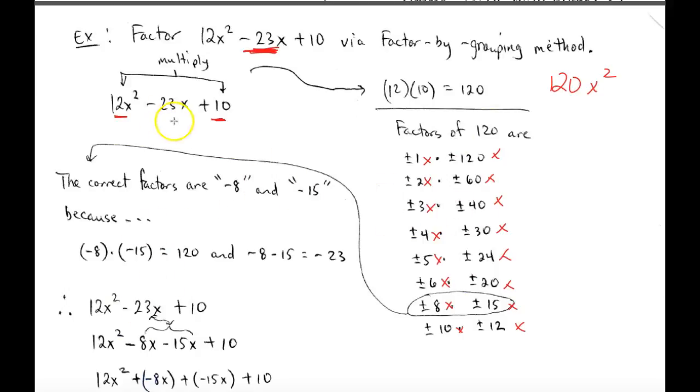All right, so when we figure out that, hey, we have 120 and we list all the corresponding factors, we're looking for the factors that multiply to be a positive 120 but add up to be a negative 23. And if you notice, this is the one that works. In other words, negative 8 and negative 15. They add up to be a negative 23, but when you multiply them, it's a positive 120. So that's what we're showing here.